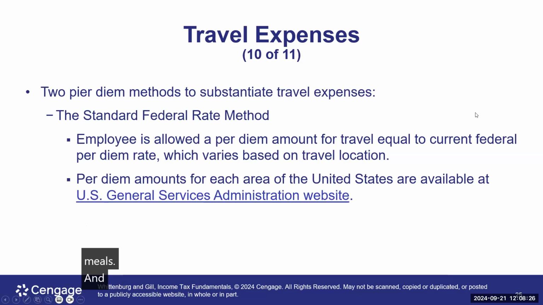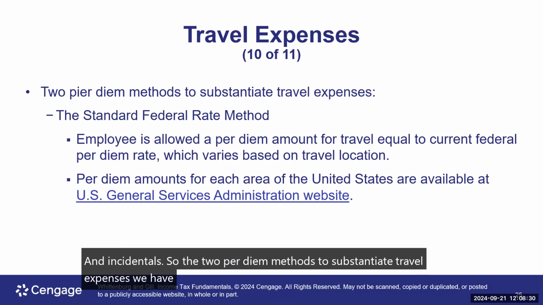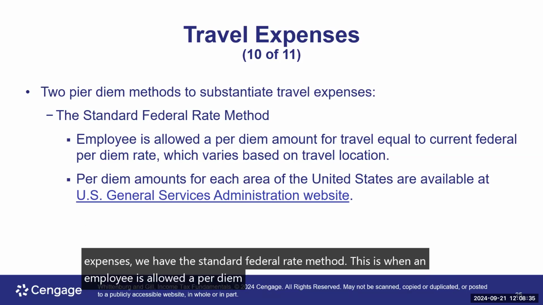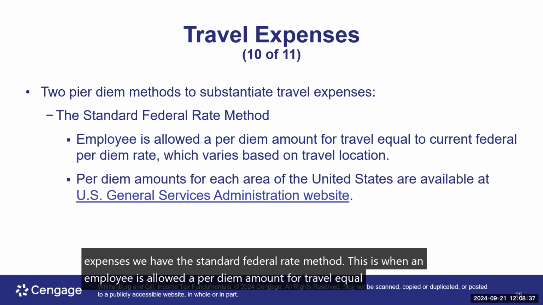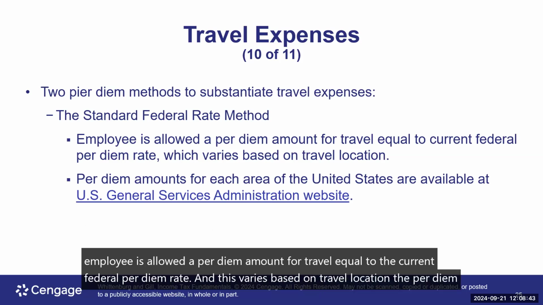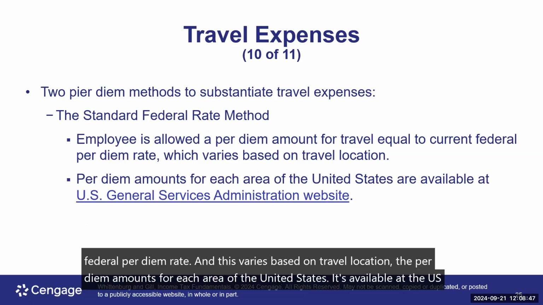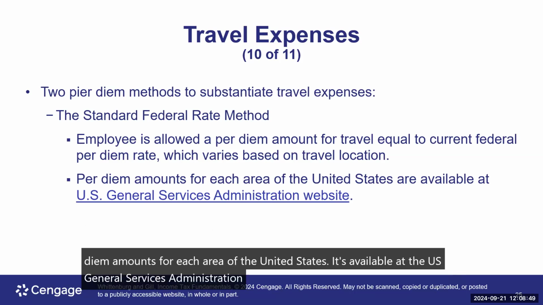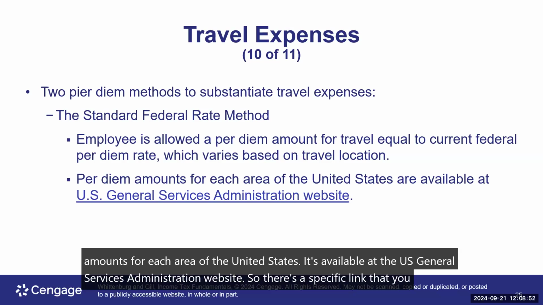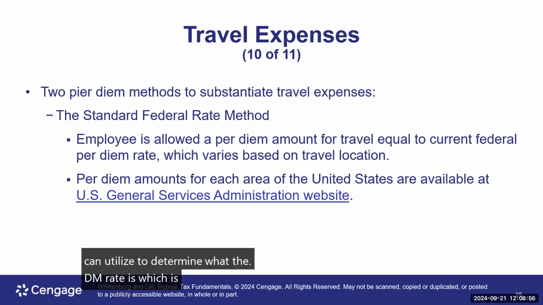So of the 2 per diem methods to substantiate travel expenses, we have the standard federal rate method. This is when an employee is allowed a per diem amount for travel equal to the current federal per diem rate, and this varies based on the travel location. The per diem amounts for each area of the United States are available at the U.S. General Services Administration website. So there's a specific link that you can utilize to determine what the per diem rate is, which is based on the travel location.